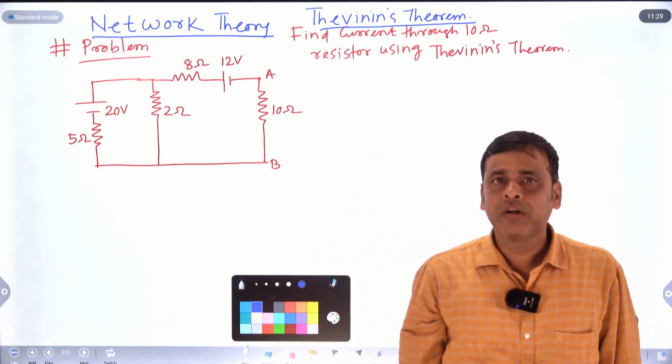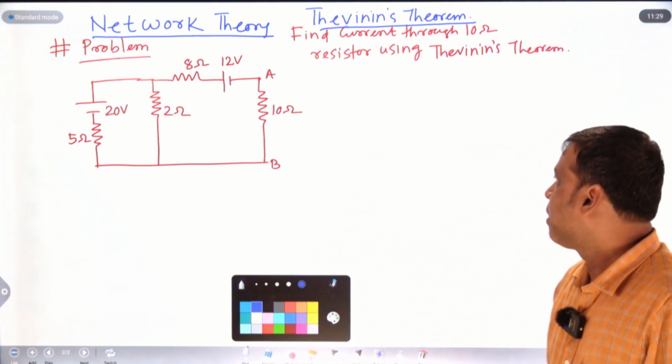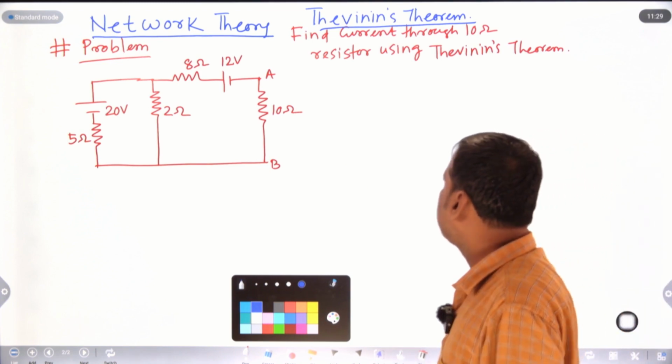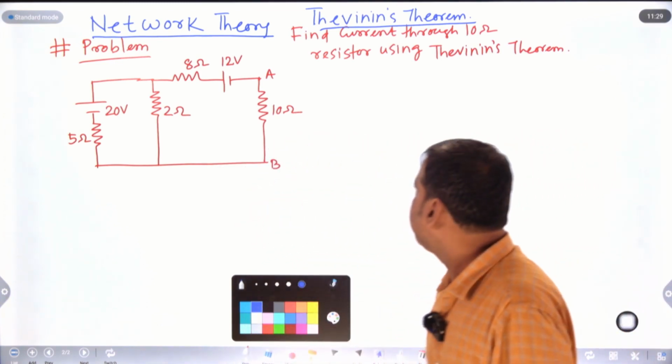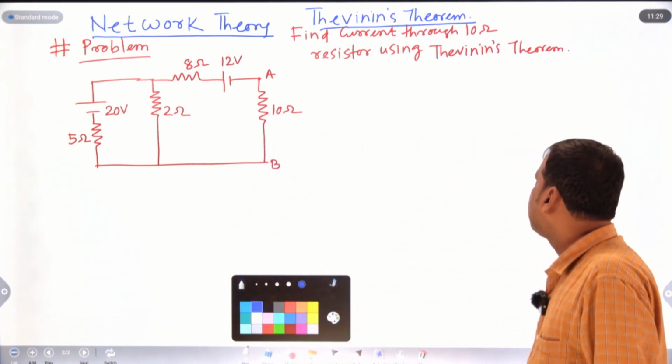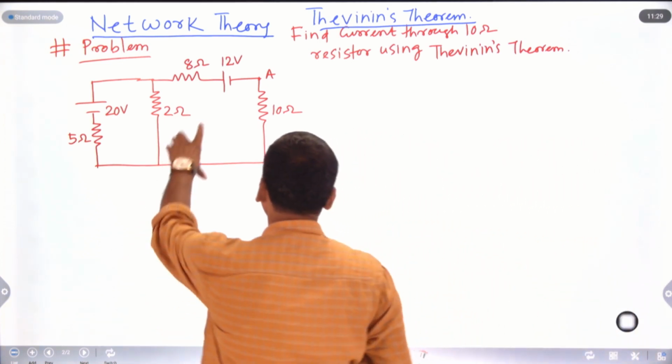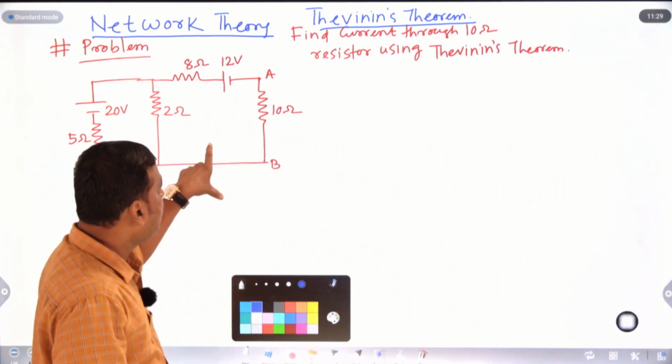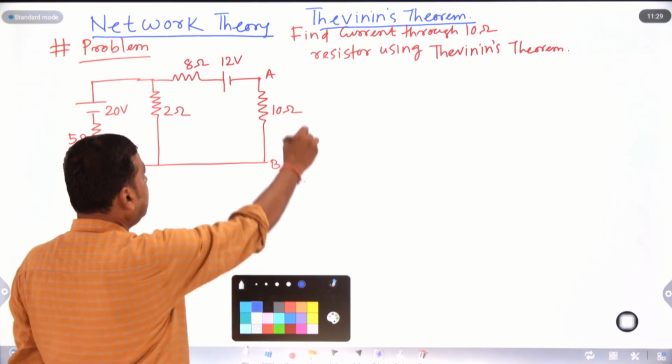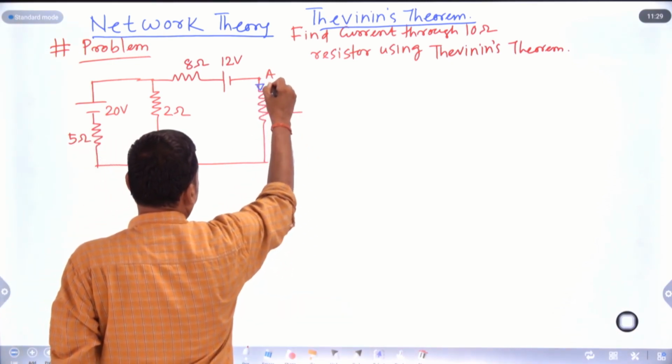Hello students, today we'll discuss another problem related to Thevenin's theorem. The question given is: find the current through the 10 ohm resistor using Thevenin's theorem. Here there is a load resistor RL. Now we are going to calculate how much current flows through the 10 ohm resistor by using Thevenin's theorem.